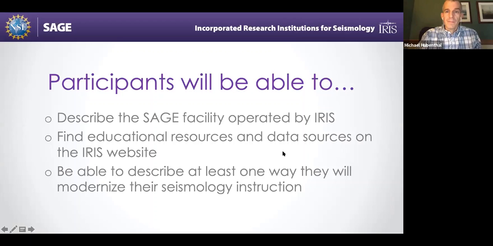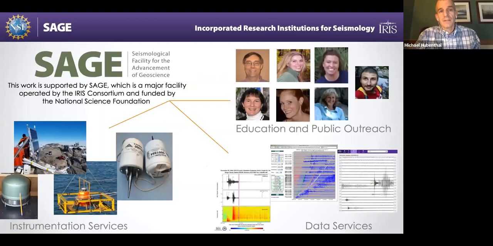So I think the place to start is by talking a little bit about the SAGE facility. SAGE stands for the Seismological Facility for the Advancement of Geoscience. It's funded by the National Science Foundation as a research facility. And we have three main programs that we operate at the SAGE facility. The first is instrumentation services. This group is responsible for the deployment and maintenance of seismic instrumentation around the world.